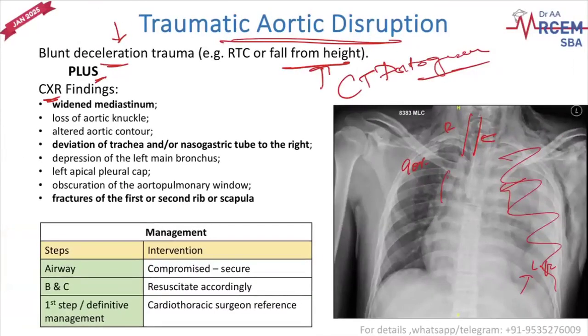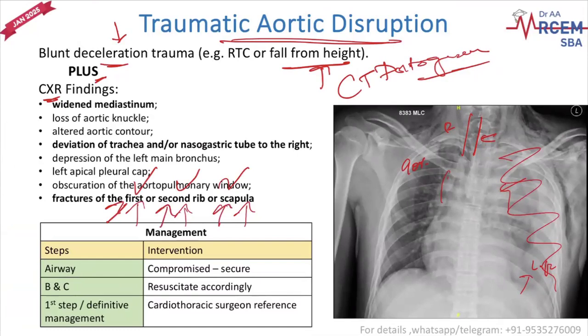Along with it, you might see a first rib, second rib, or scapular fracture. If any of these are present, you need to always suspect that the intensity or the mechanism of injury is very bad. It is a high impact or high energy injury the patient had. You need to suspect some serious injuries if there is an associated first rib, second rib, or scapular fracture.